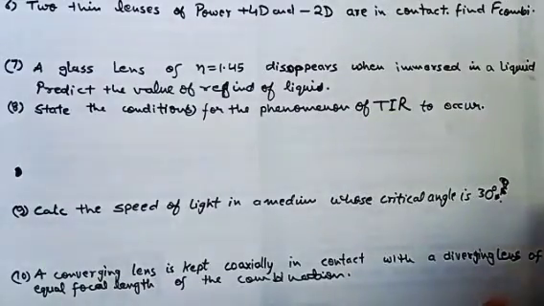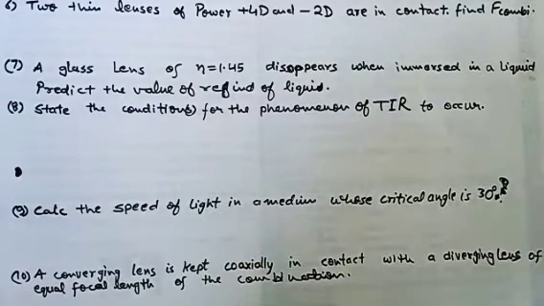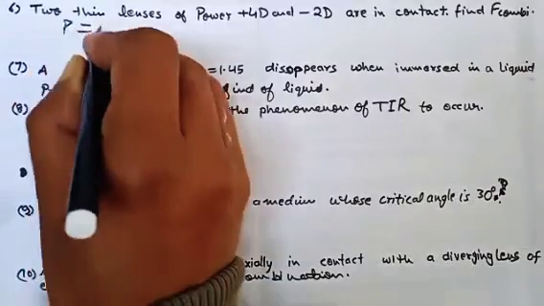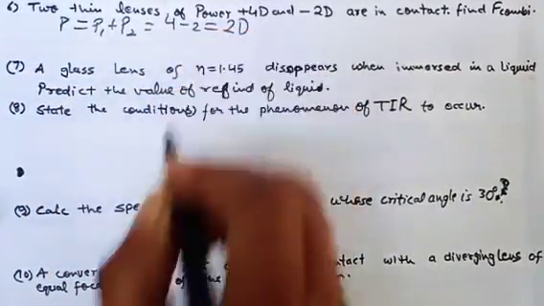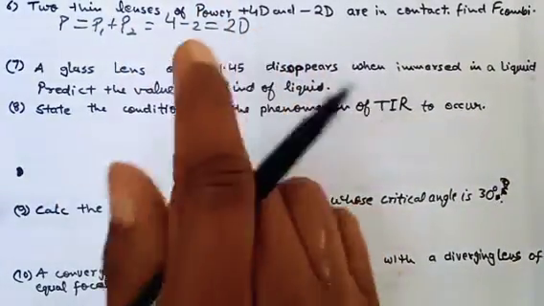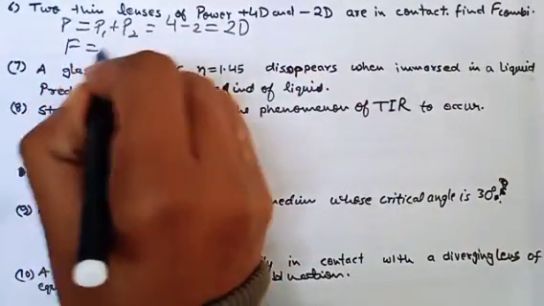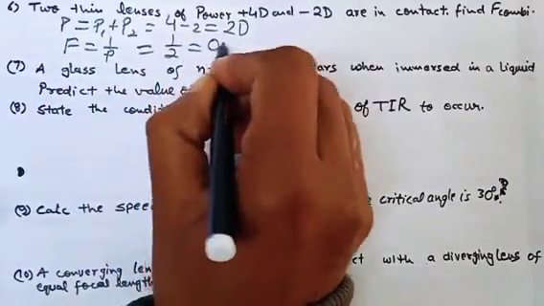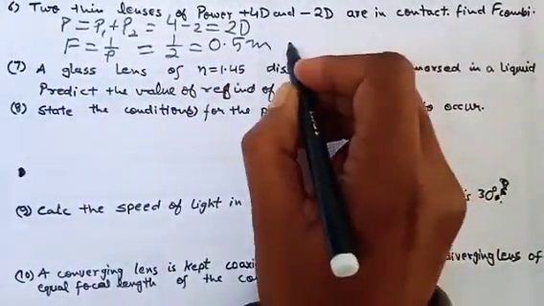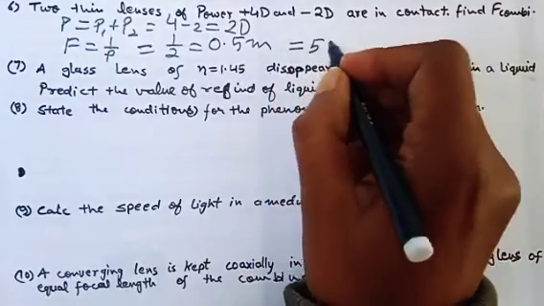Now, an easy one. Two thin lenses of power 4 and -2 are in contact. Find focal length of combination. So directly we can do P equal to P1 plus P2, and then it is 4 minus 2, that is 2 diopter. Positive, negative signs are very important here. So F equal to 1 upon P, it is the focal length of combination, 1 upon 2, this is 0.5 meter. You can leave your answer here, and if you wish, you can convert it into centimeters.